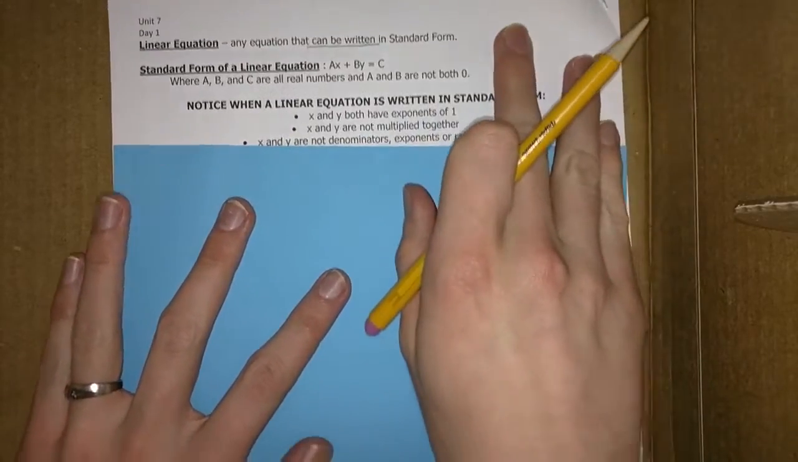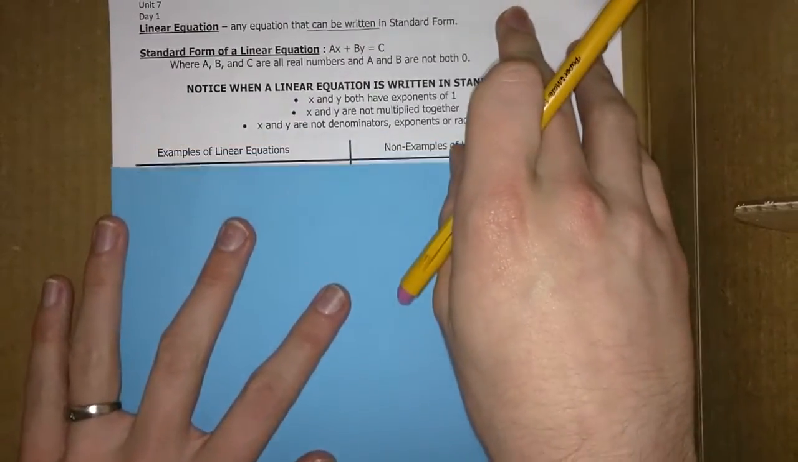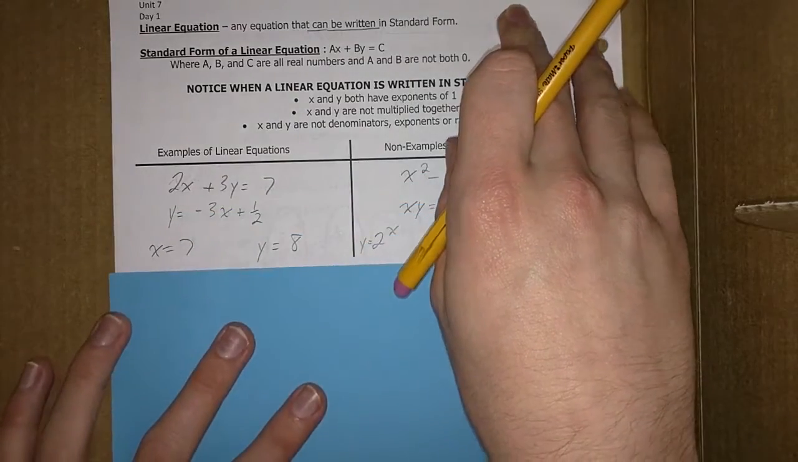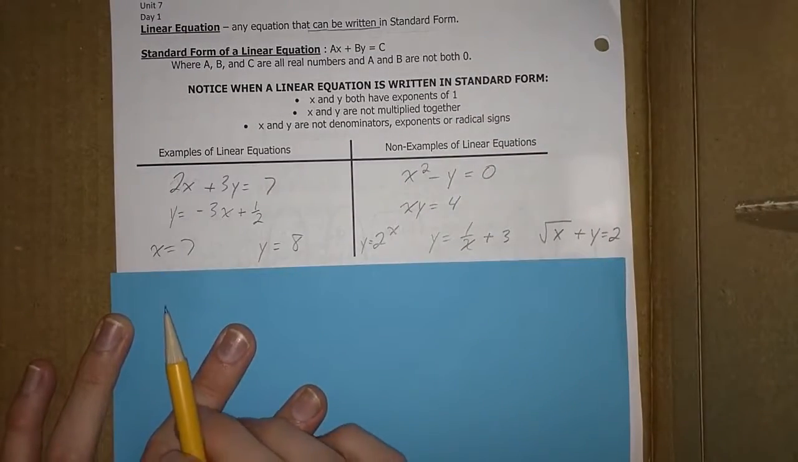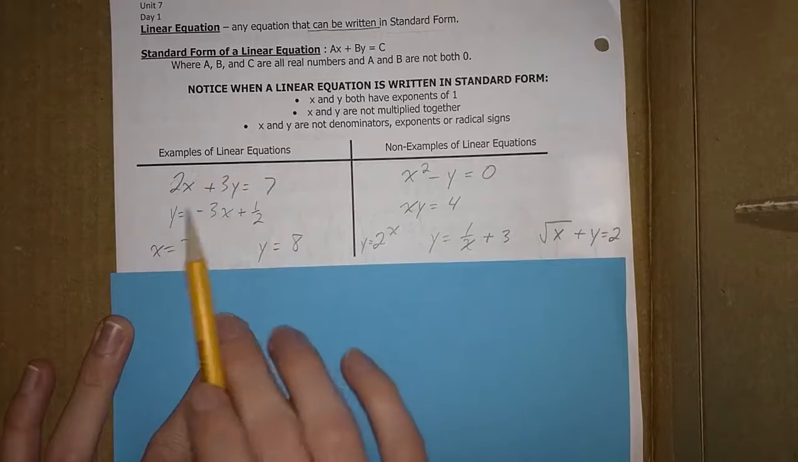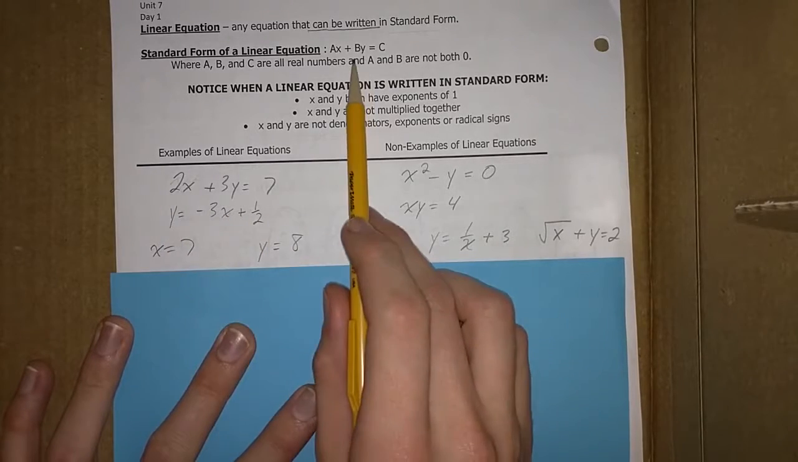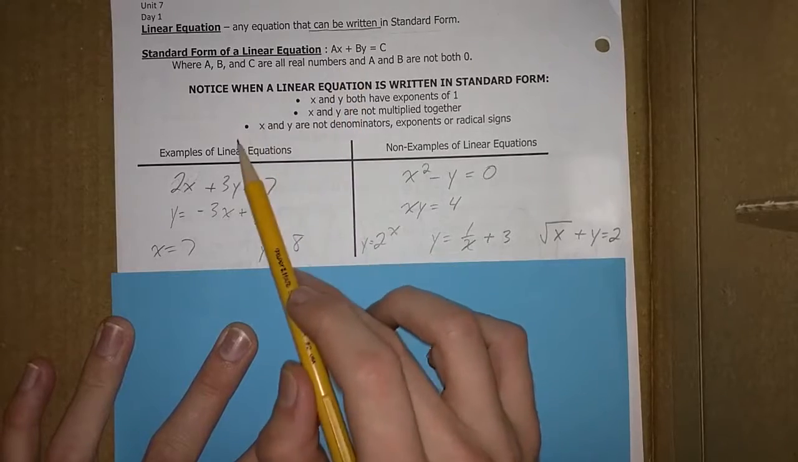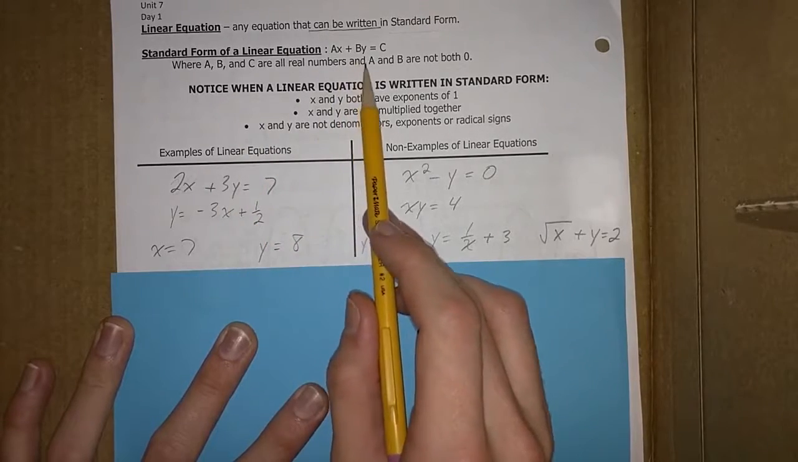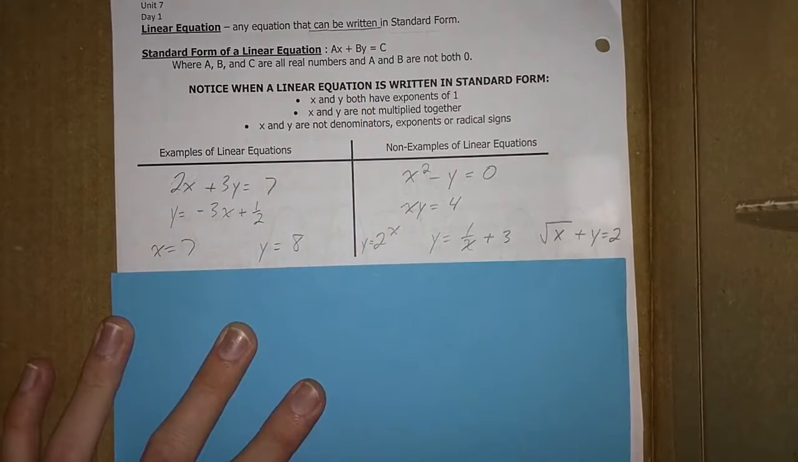So some examples of linear functions and then not linear functions. So here are my examples. I'm just going to look at my examples for now. 2x plus 3y equals 7. That looks like this, where a is 2, b is 3, and c is actually 7.